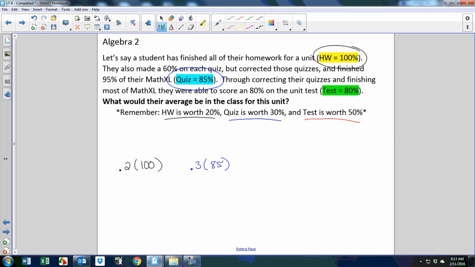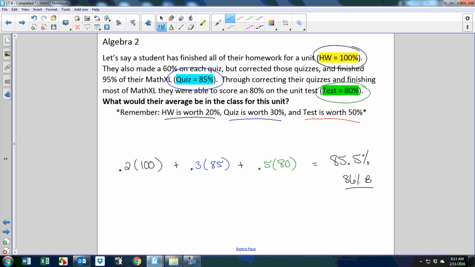And then finally, their test average was an 80, and it counts 50%, so they earned 50% of those 80 points. So 0.5 times 80. And if you add up the points that they earned, you'll get the final average for that student during that unit. And that average is 85.5%, which would round up to an 86% B.